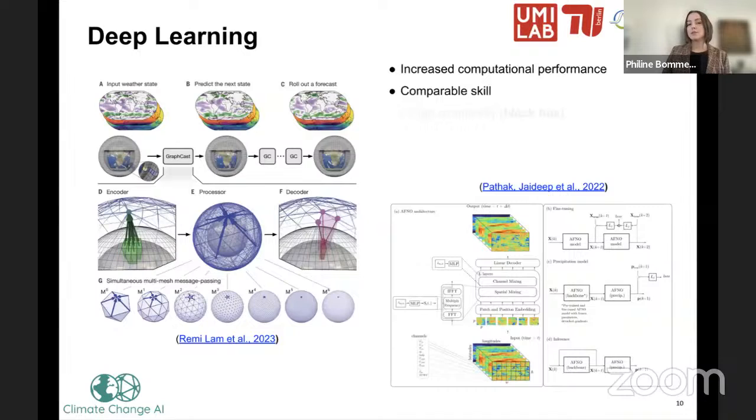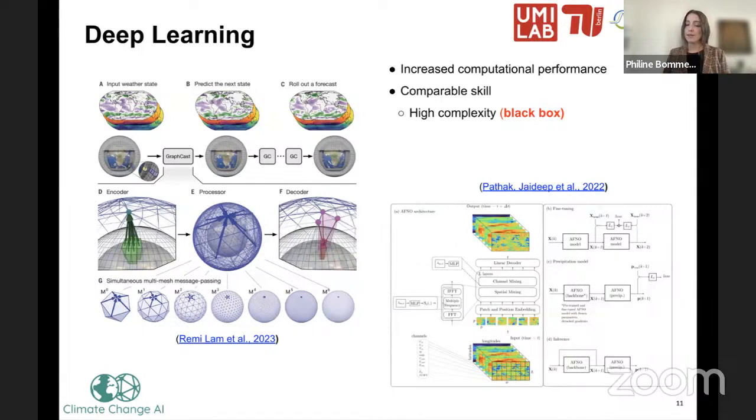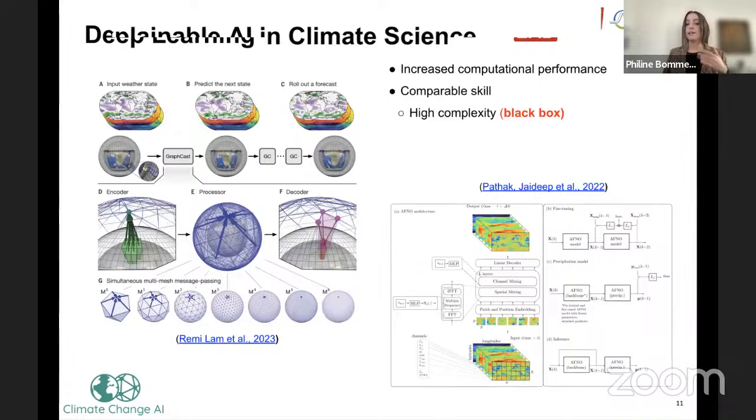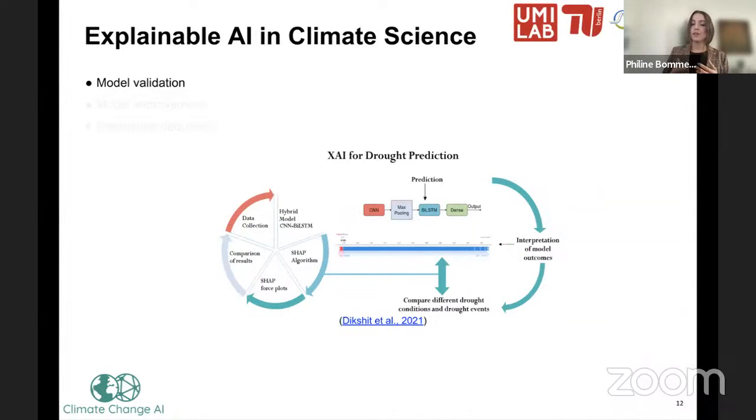Nonetheless, all of these methods come at the price of high model complexity, which makes them oftentimes black boxes and deems them untrustworthy and their results unreliable. In order to overcome this issue, the field of explainable AI offers methods in order to enable a deeper understanding of these deep learning or machine learning methods. In climate science, explainable AI can offer us three main advantages. The first one is model validation.